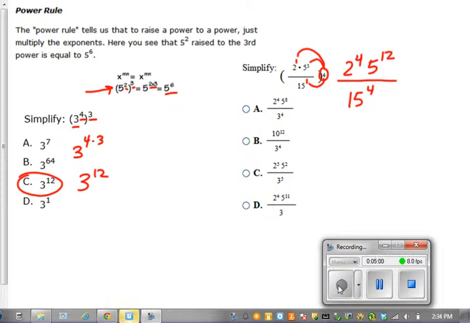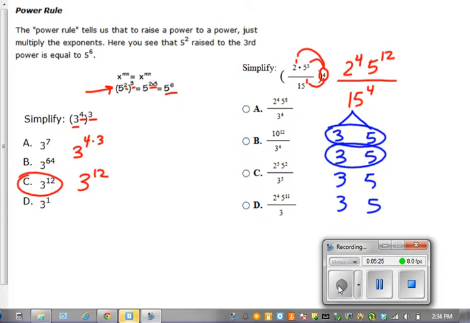Now you look here, look at your answers A through D, nothing looks similar. So what you need to do is actually break this down a little bit further. So I'm going to go ahead and prime factorize this number here. 15: to get to 15, I have 3 times 5. 3 times 5 would give me 15. So if you think about it, 3, 5, 3, 5, 3, 5, there's 1 15, there's 2 15s, there's 3 15s, there's 4 15s.